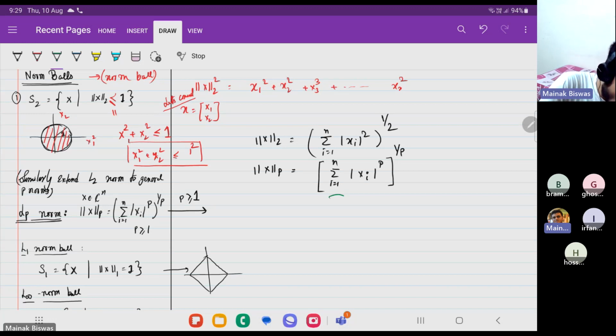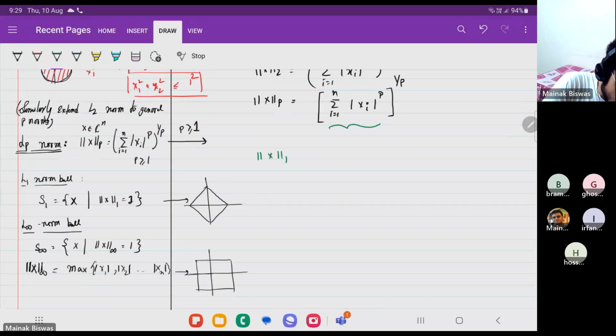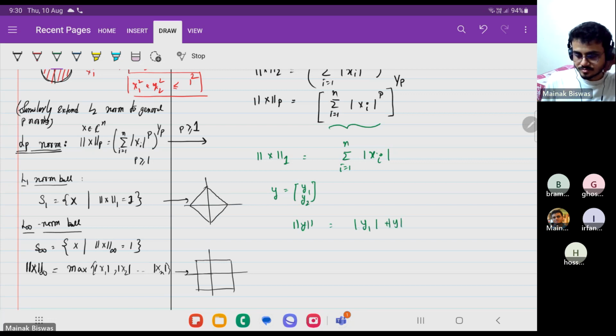So tell me, what would be a one norm? The L1 norm ball. Let's consider the two-dimensional case. It is the summation from 1 to n of mod of xi, right? Yes. So if I'm taking x to be x1 comma x2, or let's write y here so as not to mix up or overload notations, it will be mod y1 plus mod y2. Correct? Yes or no?